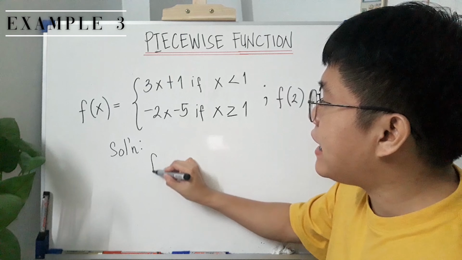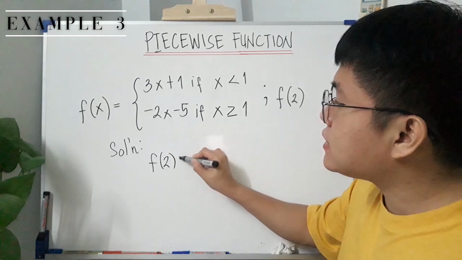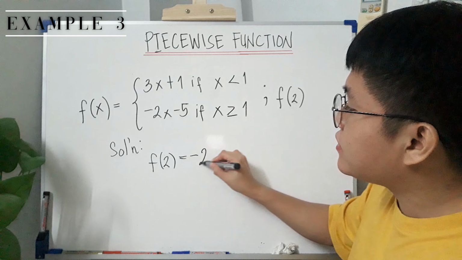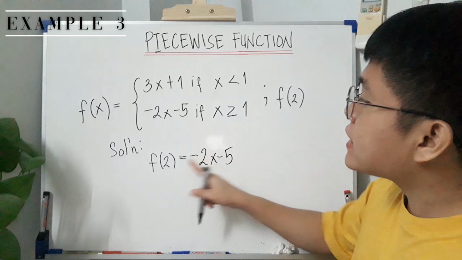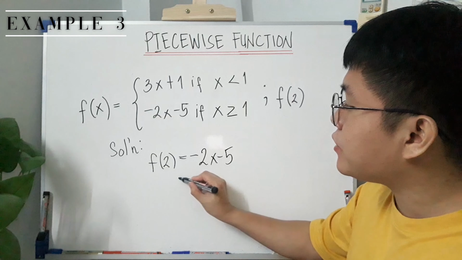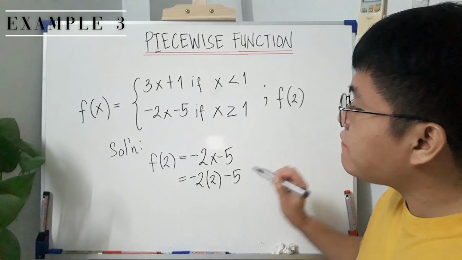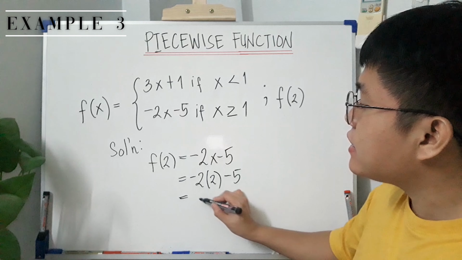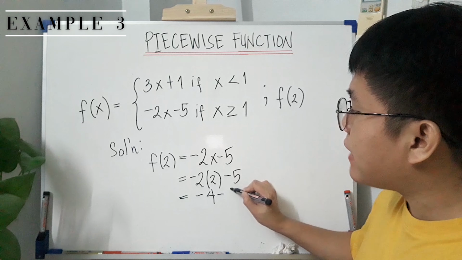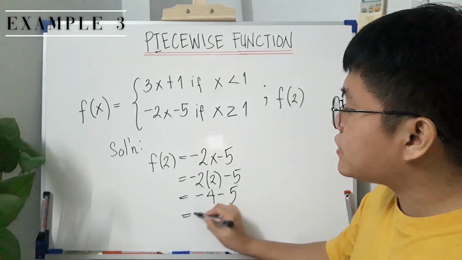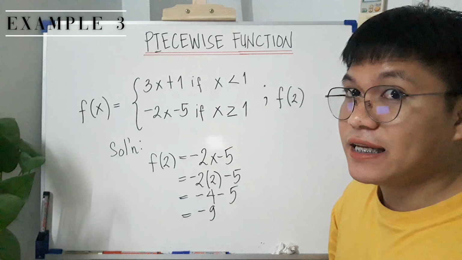So we have f of positive 2 is equal to negative 2x minus 5. Substitute x with positive 2, which is negative 2 times 2 minus 5. And then simplify. So we have negative 4 minus 5, which is equal to negative 9. Therefore, our answer for this particular question will be letter A, which is negative 9.